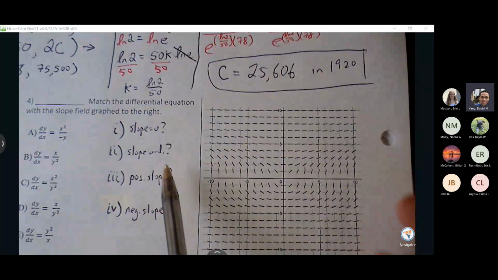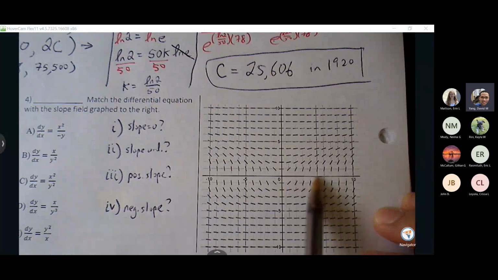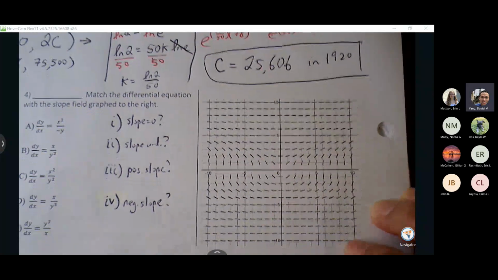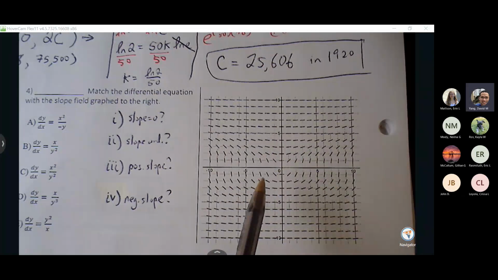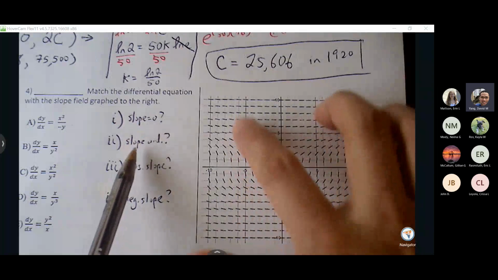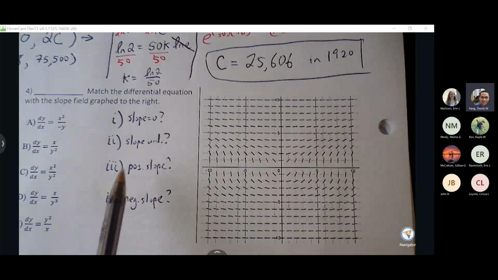So slope 0 and slope undefined is kind of hard to pick out because they could be hiding behind the axis and we don't really know. So sometimes we can't rely on the axis. It could be either hiding information or kind of obscuring information. So we don't see any slope 0, slope undefined outside of potentially the axis. But let's look at where we see positive and negative slopes, right?